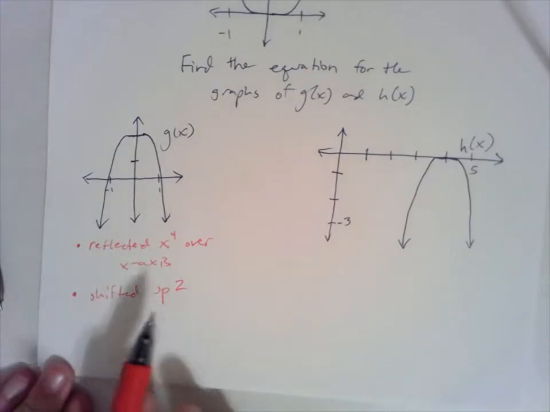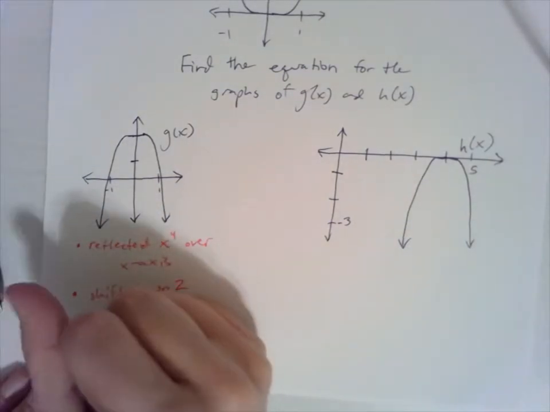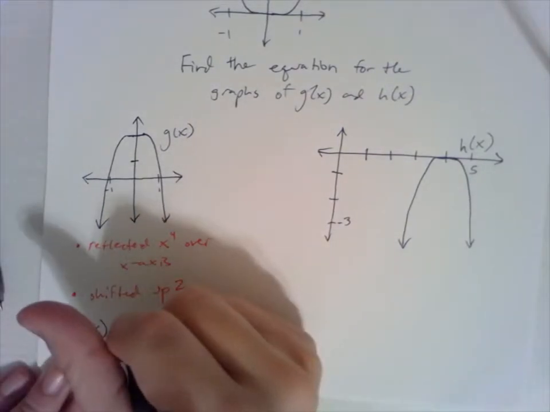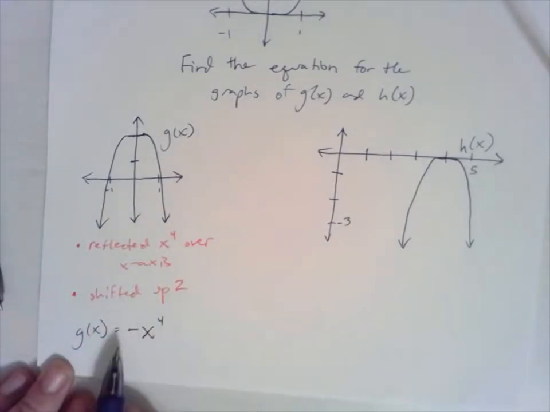Now what we can do is take this information and write an equation for g of x. So we can say g of x equals, and we're going to say something important, negative x to the fourth. That is how we show reflection over the x-axis. We make our parent function negative out front. And then we want to say it shifted up 2, so we're going to say plus 2.